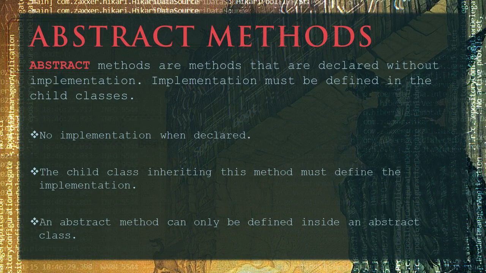Abstract methods are methods that are declared without implementation. Implementation must be defined in the child classes.